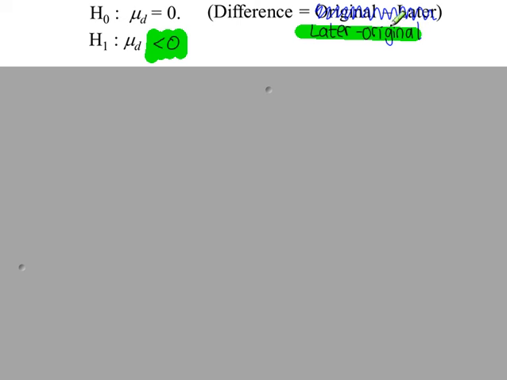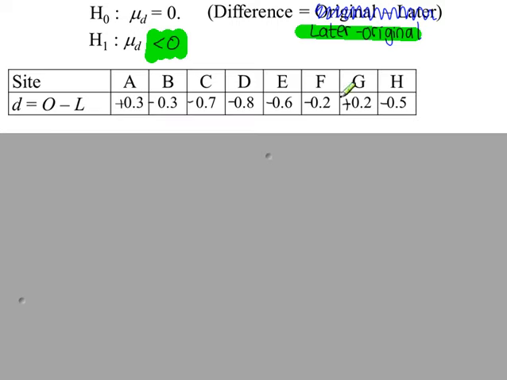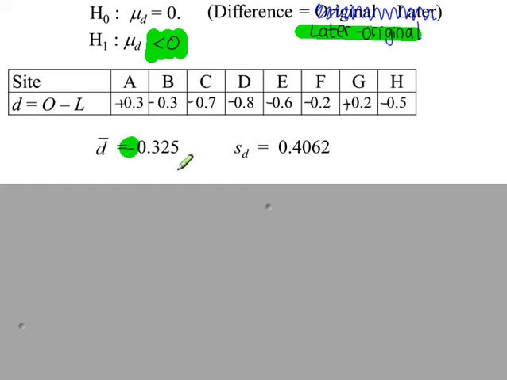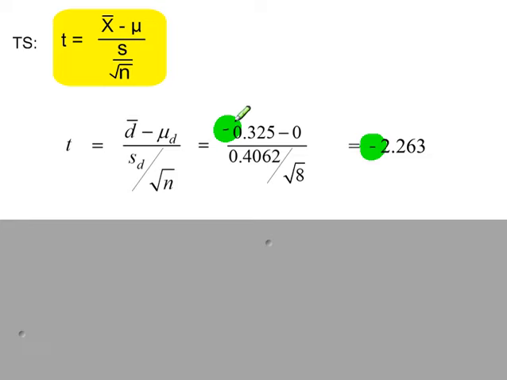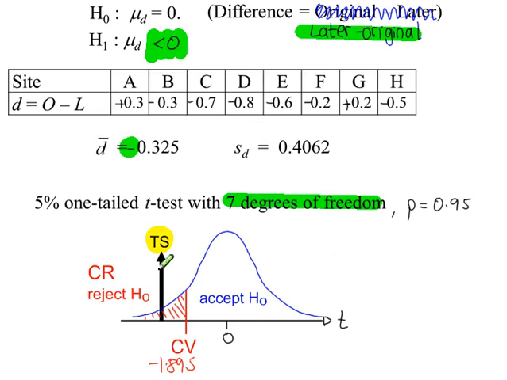If we had done the later value minus the original one, then H1 would be population mean difference is less than 0. So the differences here would have the opposite signs on them. Our mean difference would have been negative, and our critical region would be on the left-hand side with minus 1.895 as our critical value, and our test statistic would have been a negative value, minus 2.263, and minus 2.263 is less than minus 1.895, so reject H0, the same conclusion.